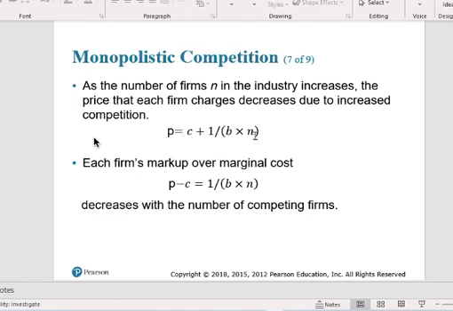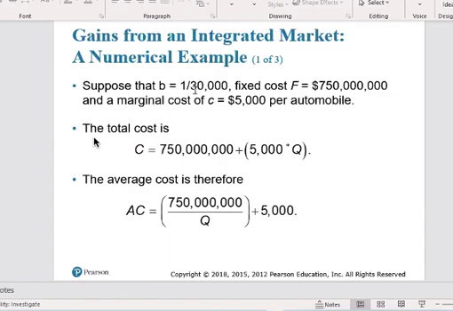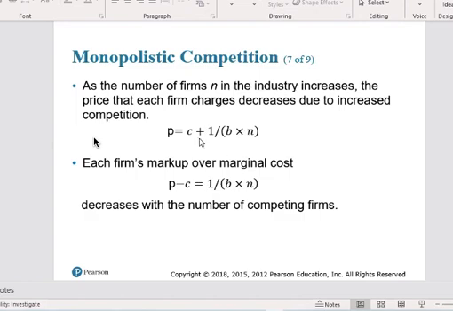divided by B multiplied by N, right? So you know this expression, and you know how to express P here, right? And you know the number C. C is 5,000, and B is 1 over 30,000, okay? So you can put these two numbers, C is 5,000 and B is 1 over 30,000, into this equation.